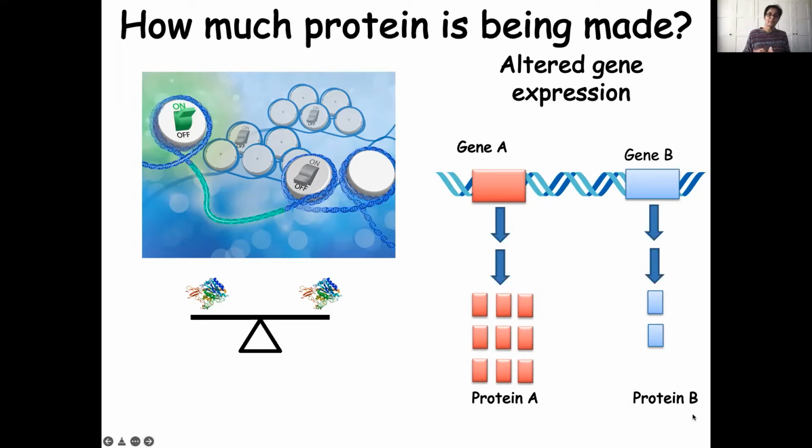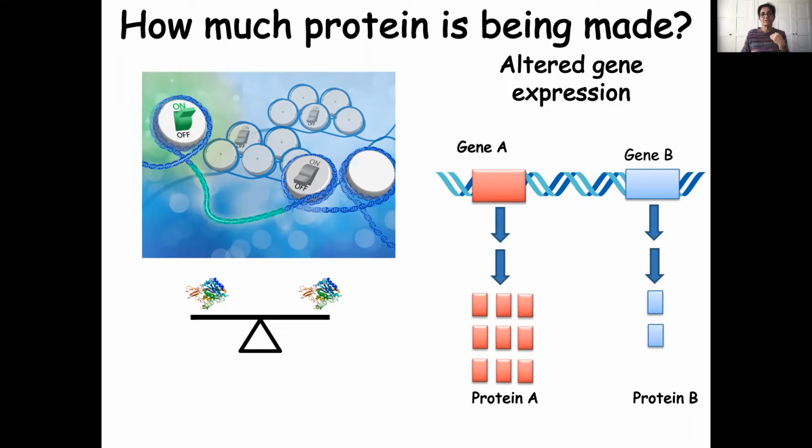And this expression is also responsible for the normal functioning of the cell. If the cell needs to metabolize something, and that metabolizing enzyme is protein A, we need to make multiple copies of that. So this expression is also important for the normal functioning of the cell.